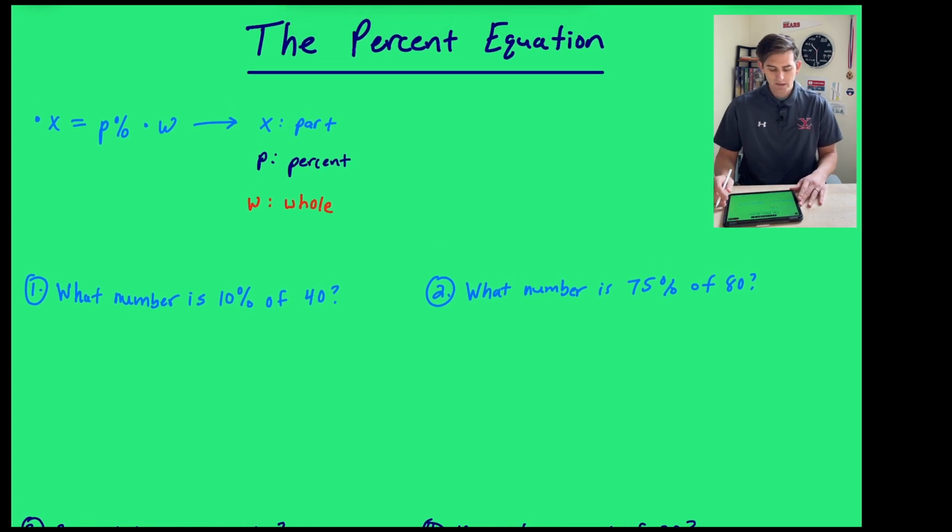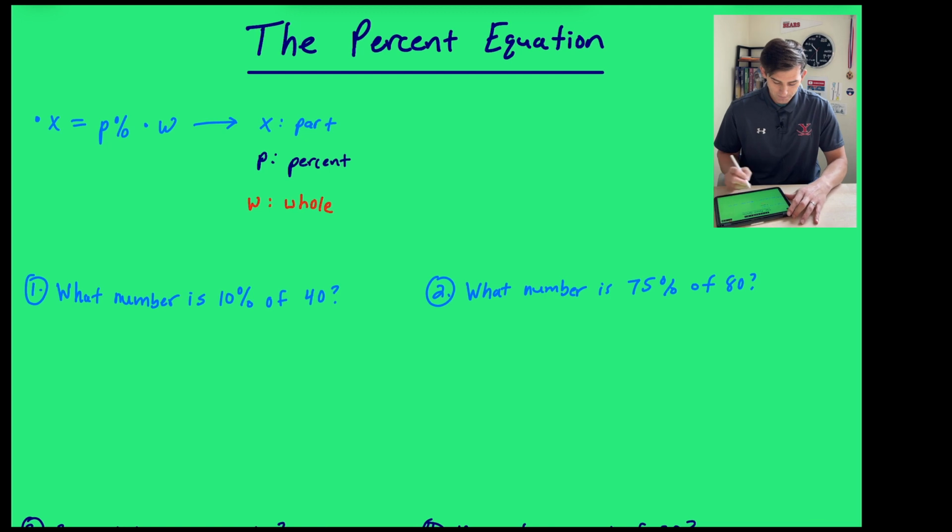Okay, so let's jump in with numbers 1 and 2, where we want to find the part. Number 1 says, what number is 10% of 40? So we have our percent there, so obviously we're not trying to find p. Well, we know 10% would be a portion of the whole number, right? So therefore 40 is our whole number, and that tells us that we need to find x, which is our part.